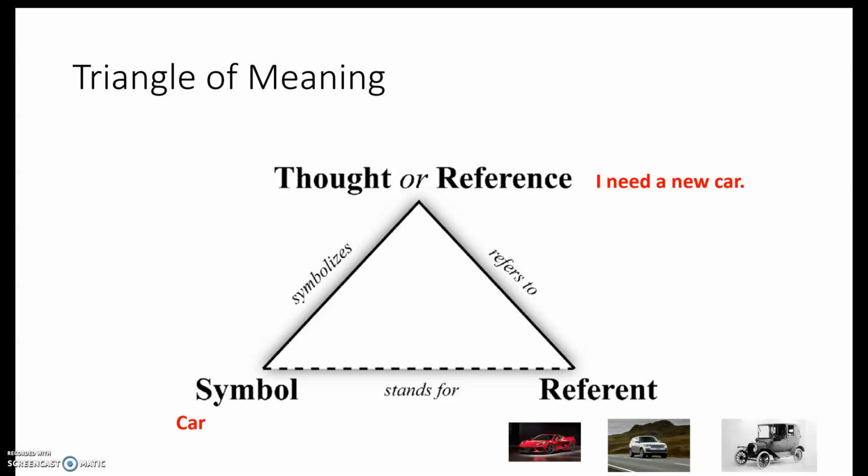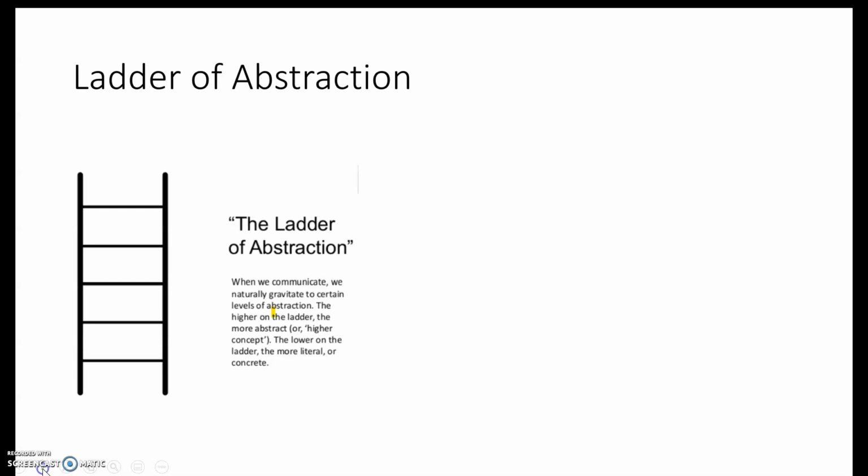Another visual, I guess, of communication and how it can create problems for us is this ladder of abstraction. And basically, the ladder of abstraction says that when we communicate, we gravitate towards certain levels of abstraction. The higher on the ladder, the more abstract or a higher concept. The lower on the ladder, the more literal or more concrete we are.